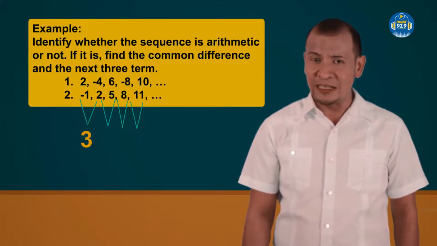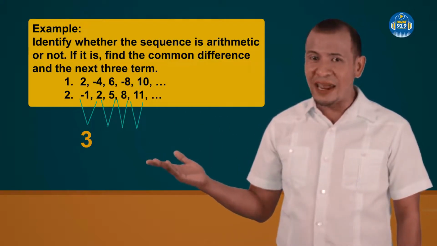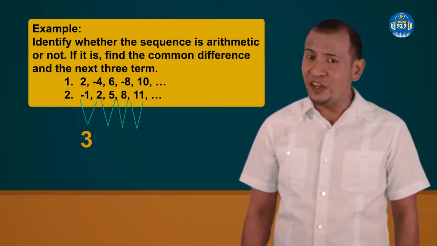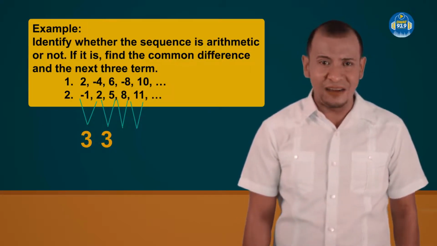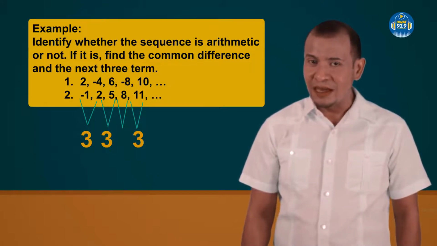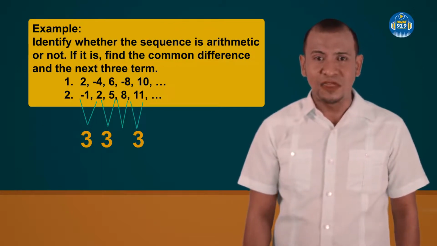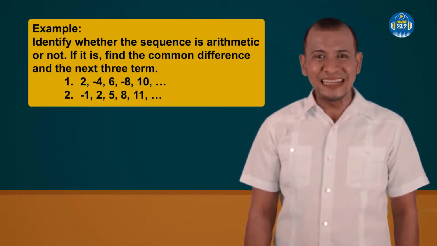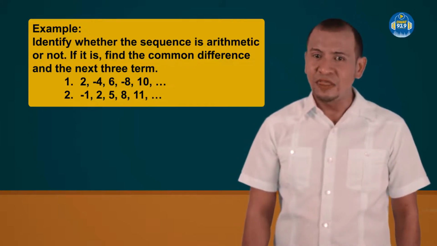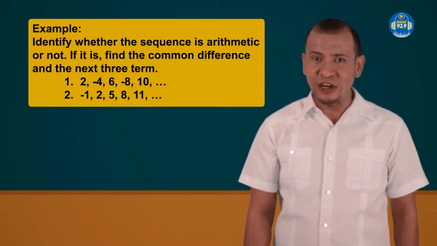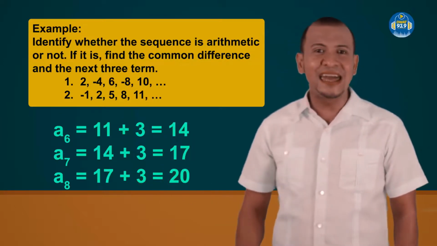Let's look into the difference of the next two consecutive terms. 5 minus 2, again, it's 3. Another pair, 8 minus 5 equals 3. And lastly, 11 minus 8 equals 3. Since the sequence is arithmetic, then let us find the next three terms. The next three terms are 14, 17, and 20.